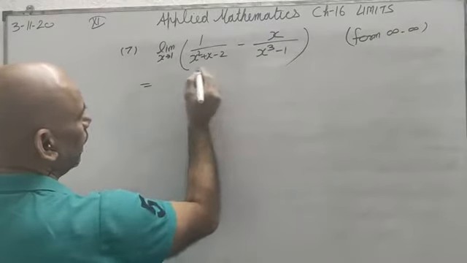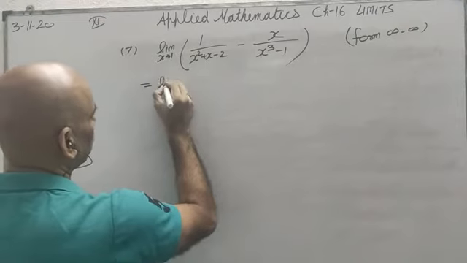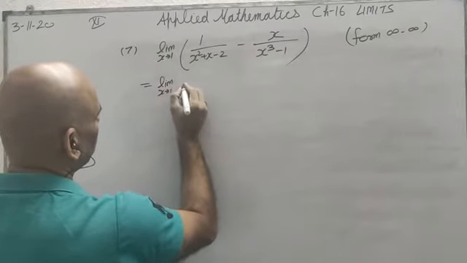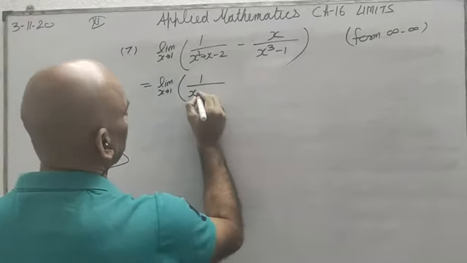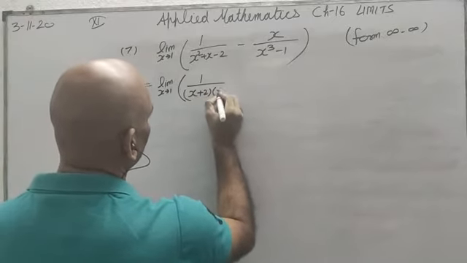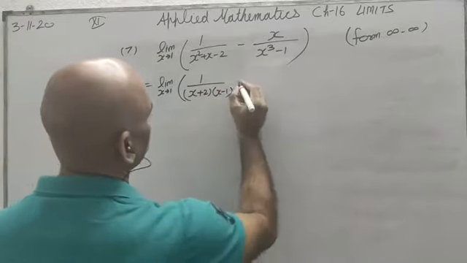So what I will do, I will factorize the denominator first. Limit x tends to 1, because thereafter I will take the LCM. So it is (x plus 2)(x minus 1).